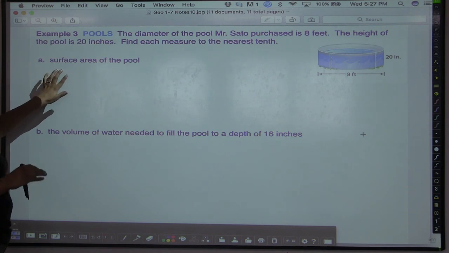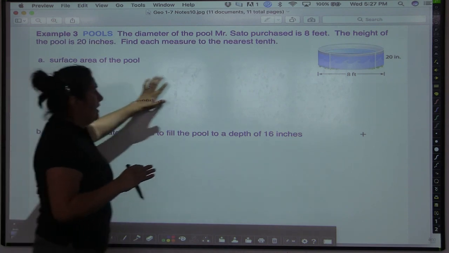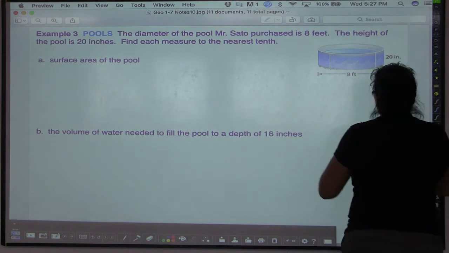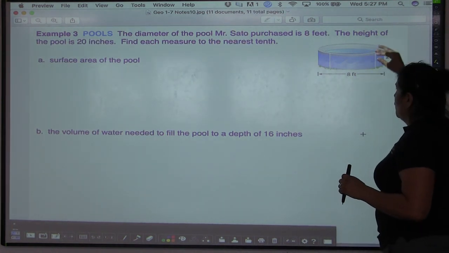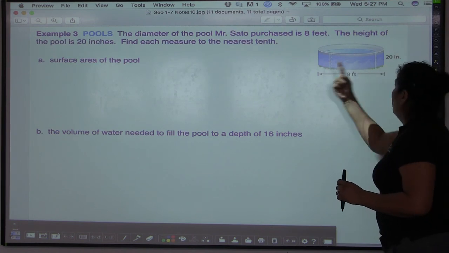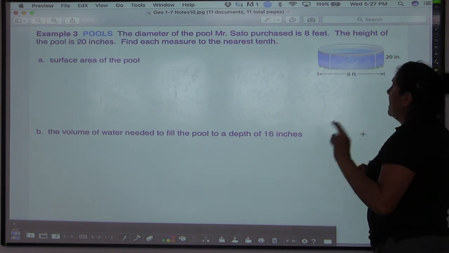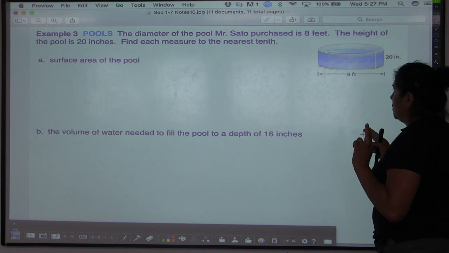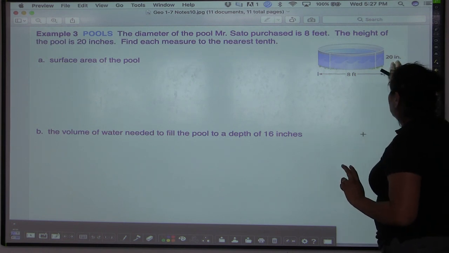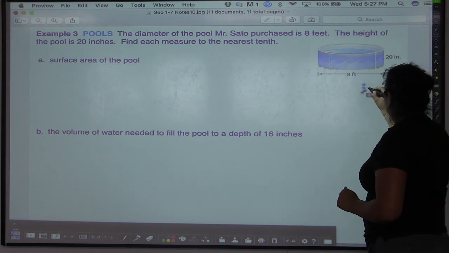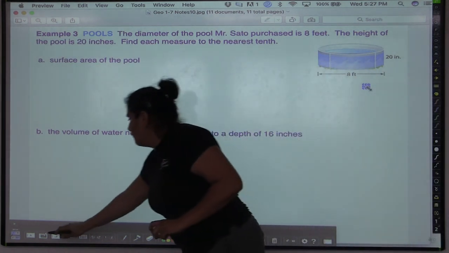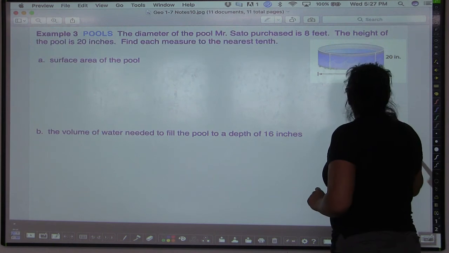To get the surface area of the pool, remember that you don't need to include 2 bases. Normally you have 2 bases, but the top of the pool is open, so you only want the bottom base and then all the way around. That's one issue. Second issue is that you've got dimensions that are in 2 different units. You have 20 inches and 8 feet. So the first thing you have to do is take those 20 inches and convert them to feet.